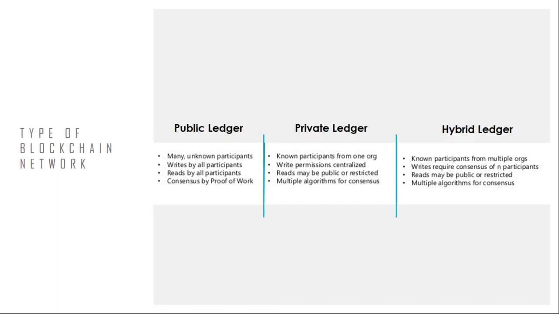In a private ledger, it's often much faster, and it's within a closed network. The private ledgers are not able to be seen by anybody in the public who doesn't have the digital certificates that would allow them to do that. So as you see, it's known participants from one org. There's write permission that's centralized. Reads may be public or restricted, and there are multiple algorithms for consensus.